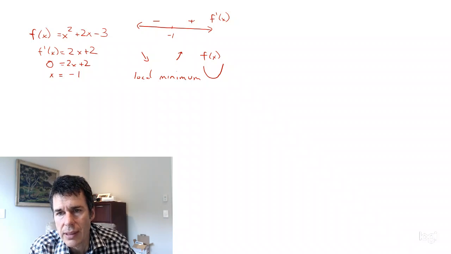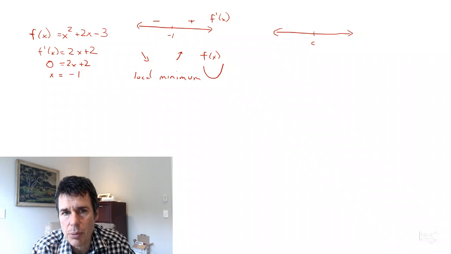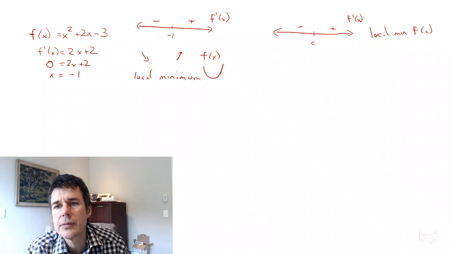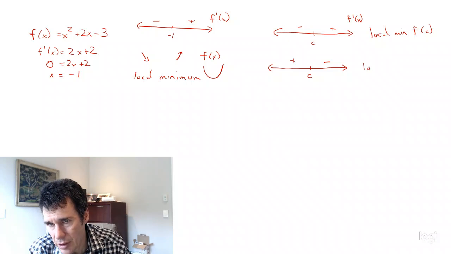I can use these sign charts, though, to decide whether I have local maximums or local minimums at some point c. And we've just seen if the sign chart looks like this, so this is f prime of x, then there's a local minimum at f of c. If the sign chart looks like this, positive, negative, then the function's increasing and then decreasing. That's going to be a local max at f of c.